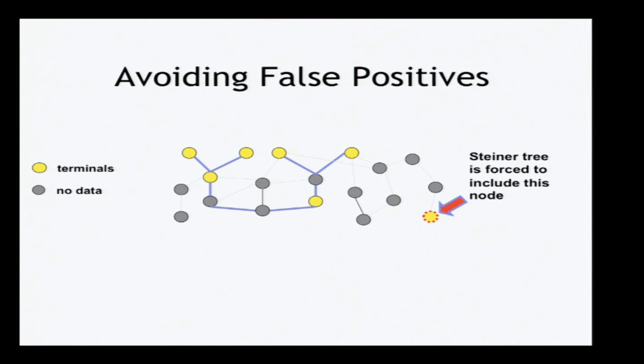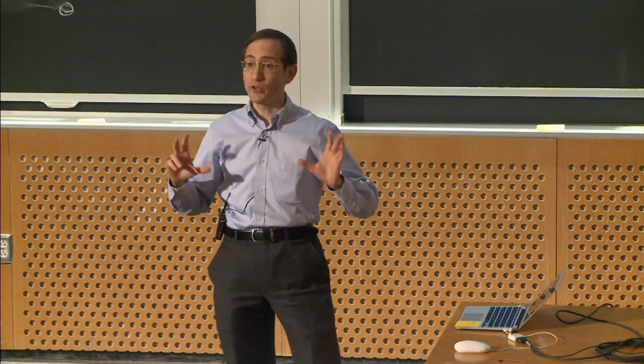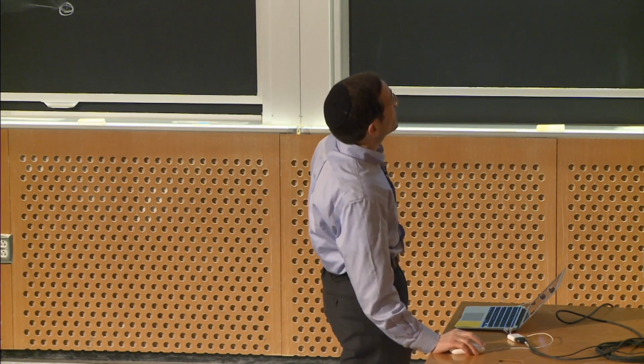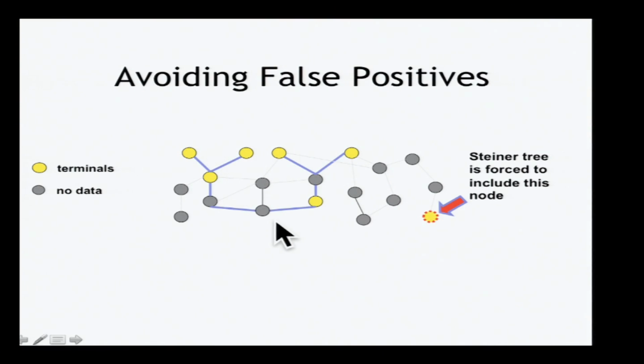To avoid having giant networks, on this projector, unfortunately, you can't see this very well, but there are a lot of edges among all the nodes here. Most of you have computers, so you can look at it there. In a Steiner tree approach, if my data are the ones that are yellow, they're called terminals, and the gray ones I have no data, and I ask to solve the Steiner tree problem, it's going to have to find a way to connect this node up to the rest of the network.